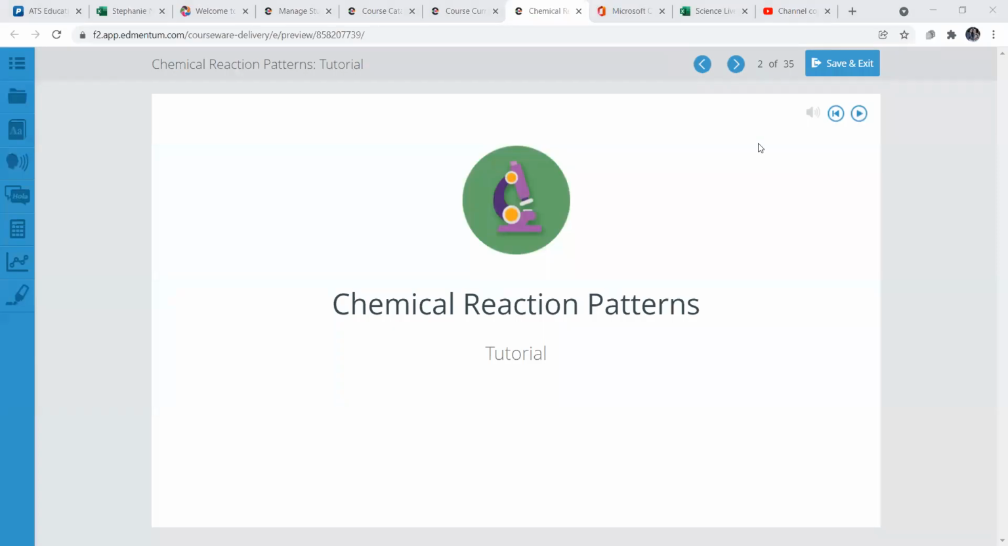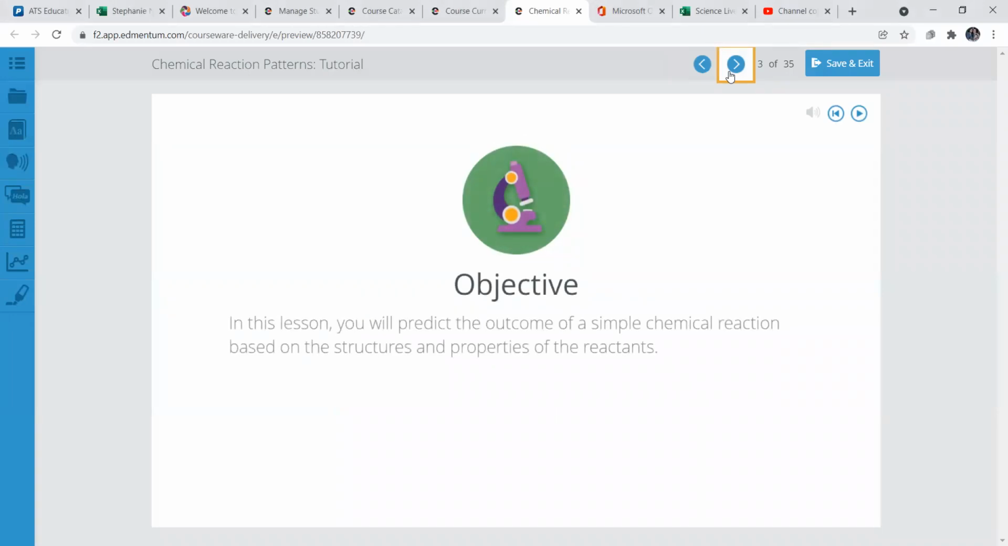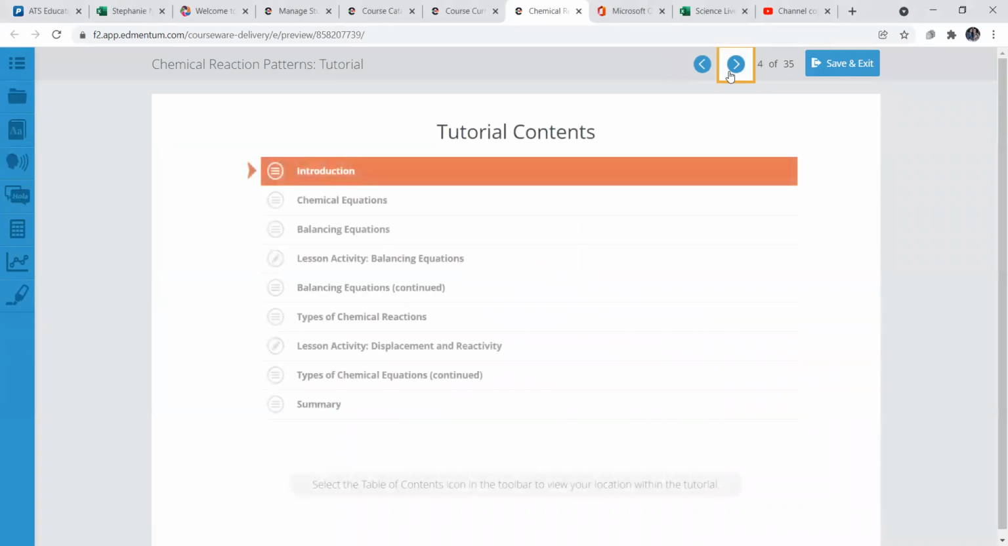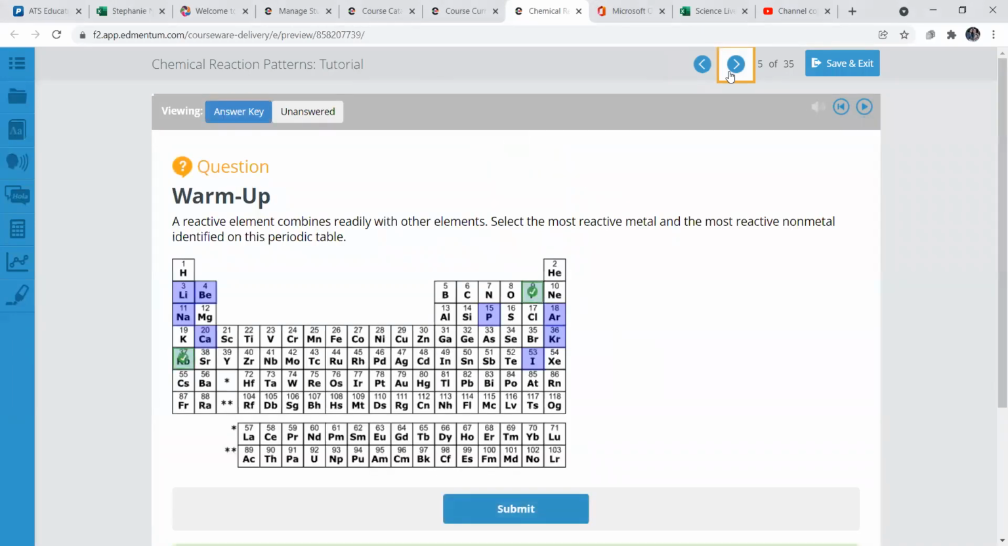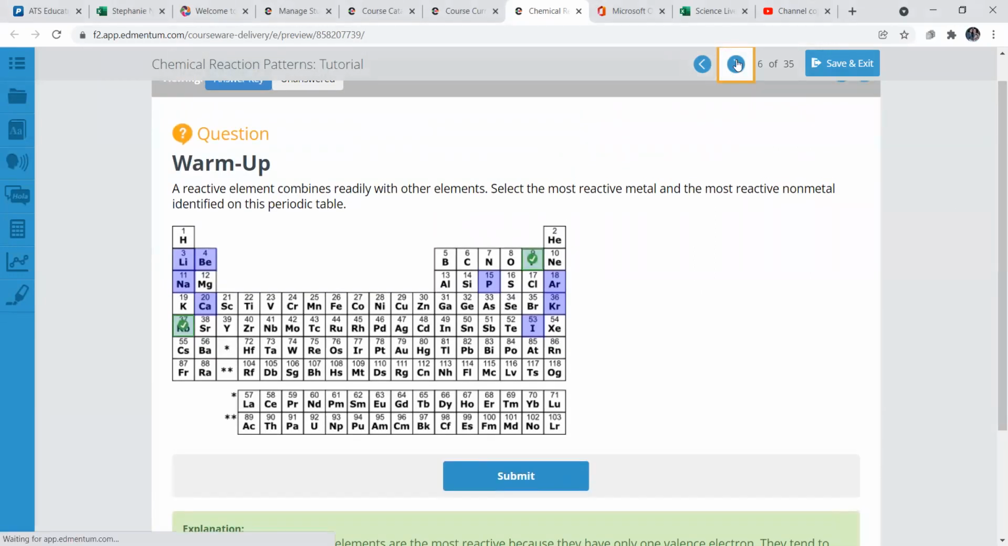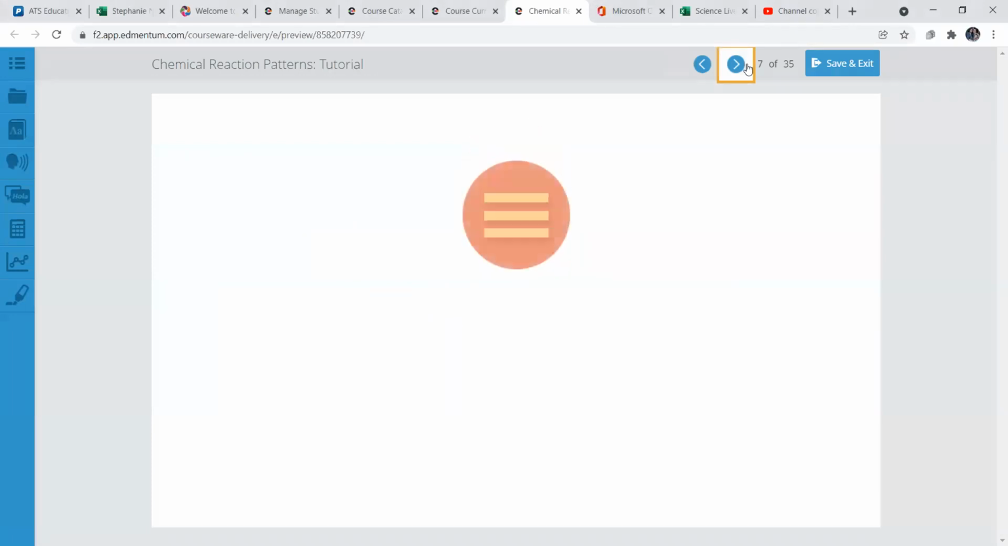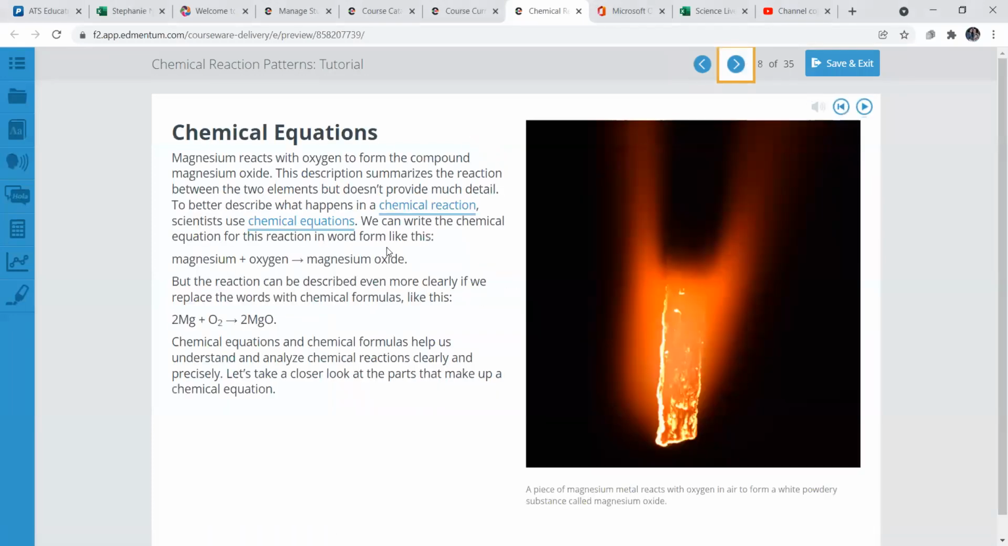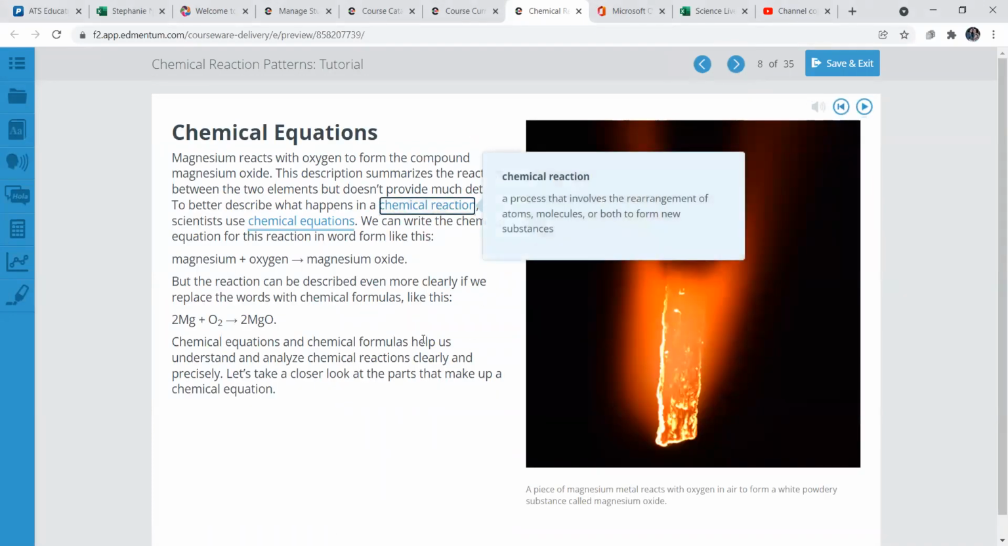Okay, now we have chemical reaction patterns. So let's discuss some patterns with chemical reactions. Here we have balancing equations coming up soon. Warm up, periodic table. I'll let you do that on your own. But chemical equations: what happens in a chemical reaction?